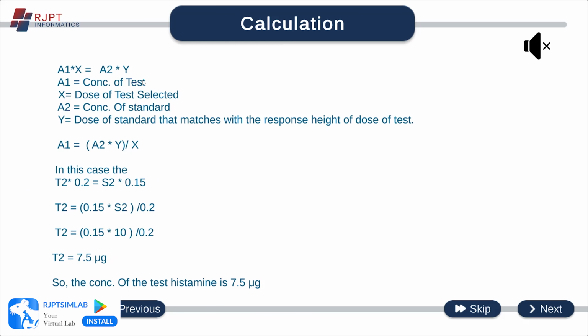This is the calculation part of the experiment. We have the formula A1 into X equals A2 into Y, where A1 is the concentration of test, X is the dose of the test selected, A2 is the concentration of standard, and Y is the dose of standard that matches with the response height of the dose of the test solution. So, shifting, A1 equals A2 into Y upon X. And after recording the values, we will put in the values and do the calculation, and we will find the unknown concentration of the test solution of the histamine.